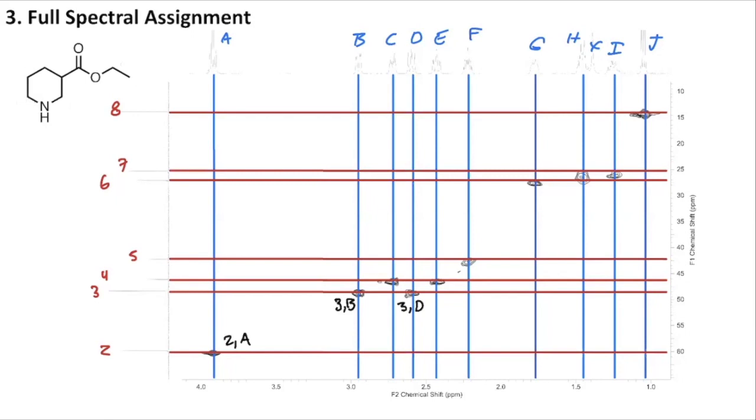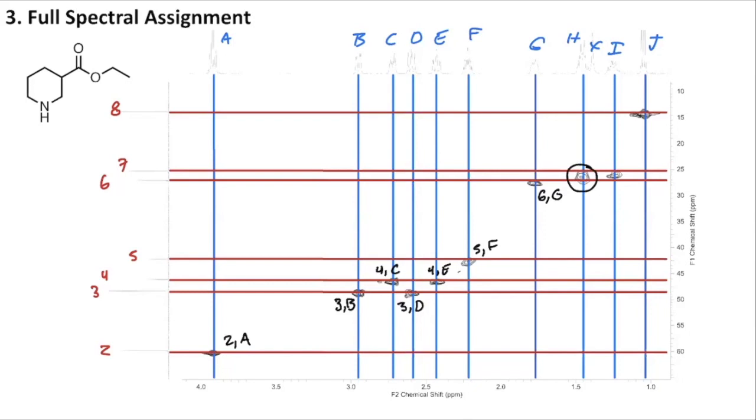Moving right along, we have 4 here that seems to correlate up to C, and we see a similar thing here that 4 also correlates to E. So those are probably going to be pairs of methylenes that have, for whatever reason, slightly different chemical shifts in the proton. 5 seems to correspond to F, 6 to G, and then we have a little bit of a weird situation happening here as well.